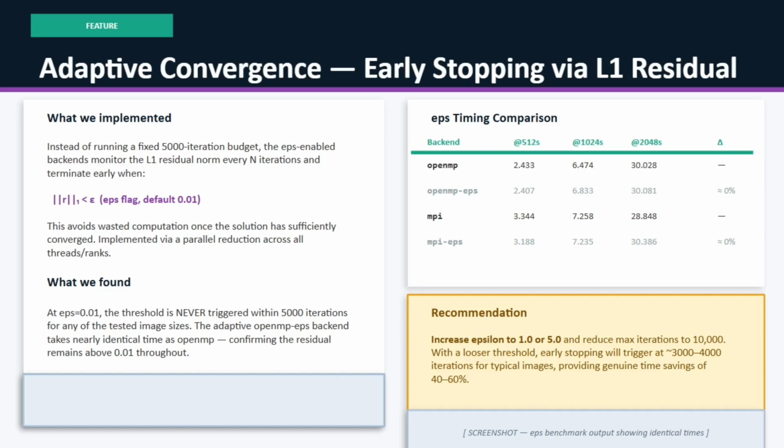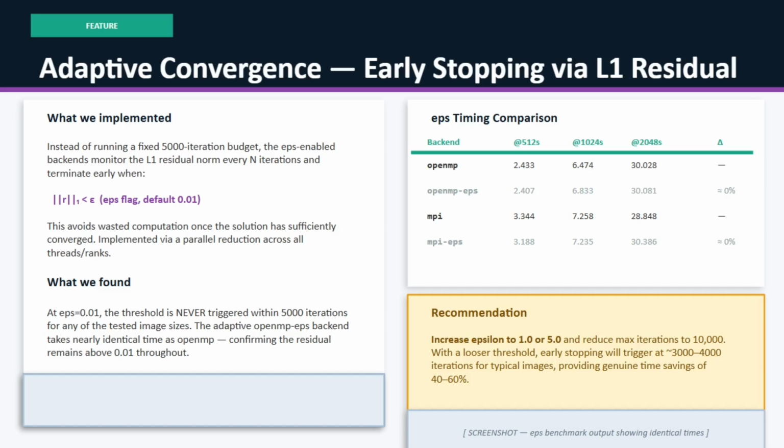Now at EPS 0.01, it never triggers. The residual stays above 0.01 for the entire 5000 iterations for all the image sizes. So OpenMP and OpenMP EPS take almost identical time, because it's never going below the threshold, so it's never actually triggering that feature. The early stopping feature exists. We have implemented it, but it is not actually giving us any significant effect.